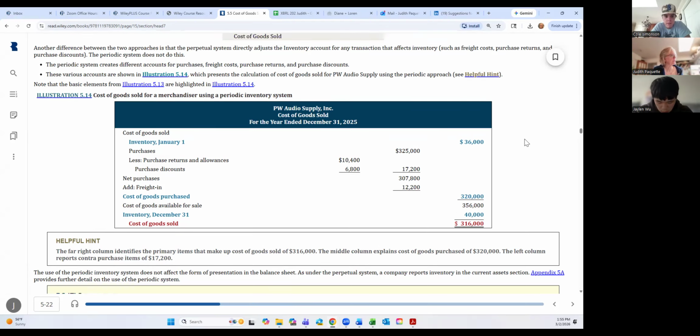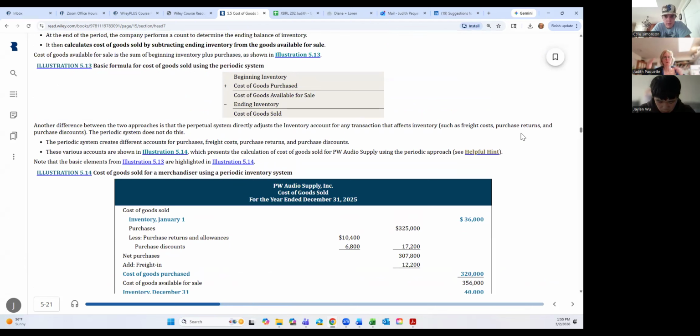So I don't test you on doing a multi-step income statement for periodic. I want you just to know how to do the cost of goods sold part. And that is what is on your practice exam. That's the only different part.